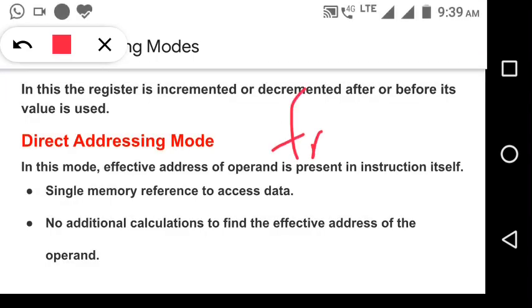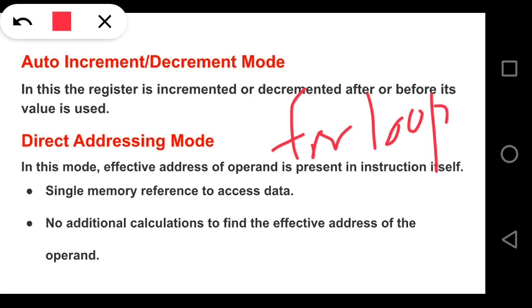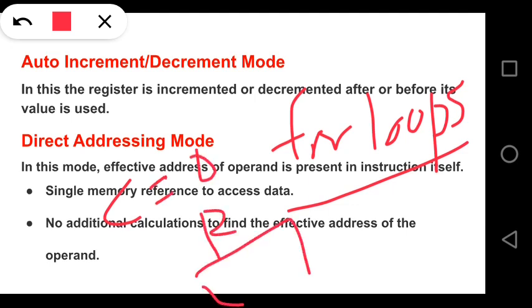This can be used for loops, where the register will keep the counter value 0 and store in a register. And when we use this kind of register addressing mode, its value is getting increased or decreased depending upon the requirement, and after the value can be used or before the value can be used. It's a very simple addressing mode.